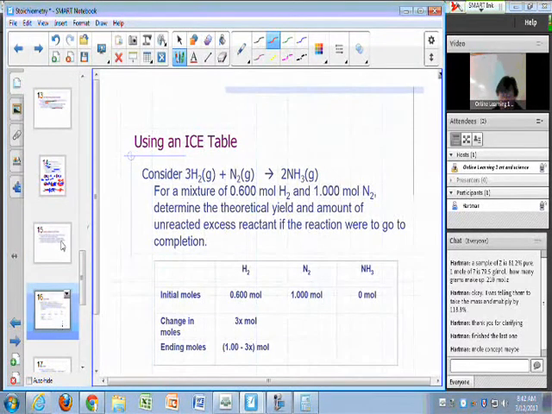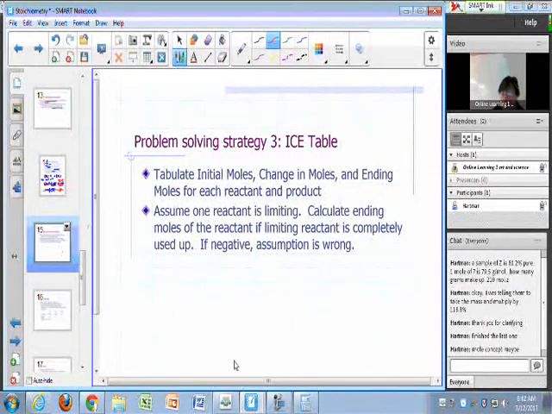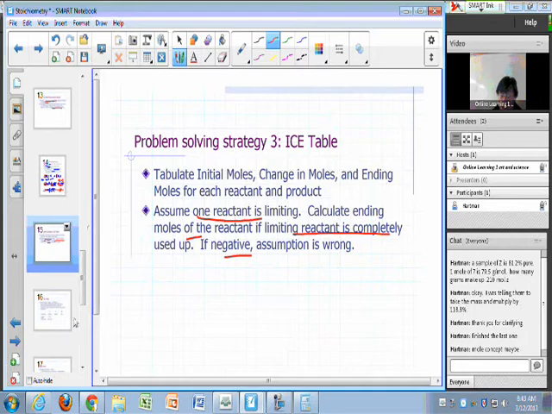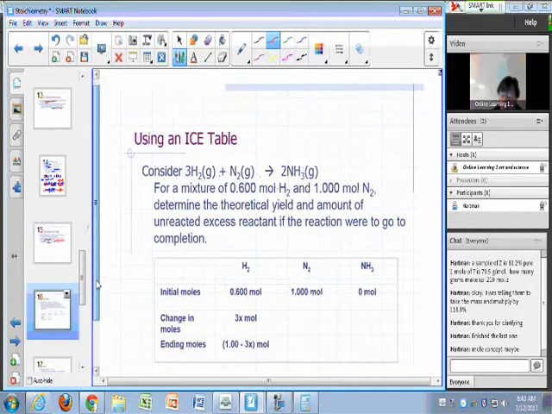Here's another example we can try, this time using an ICE table. So the strategy for using an ICE table is you assume one reactant is limiting, and you calculate the ending moles of the reactants, if your limiting reactant is consumed completely. And if you get a negative number, your assumption is wrong, and so you go back and try the other assumption. So let's look at this one.